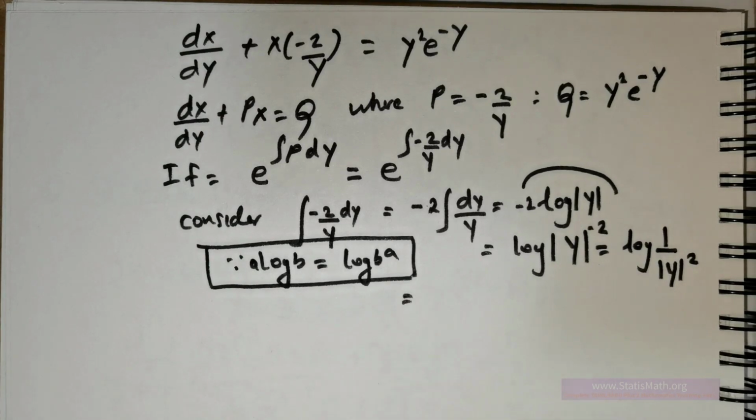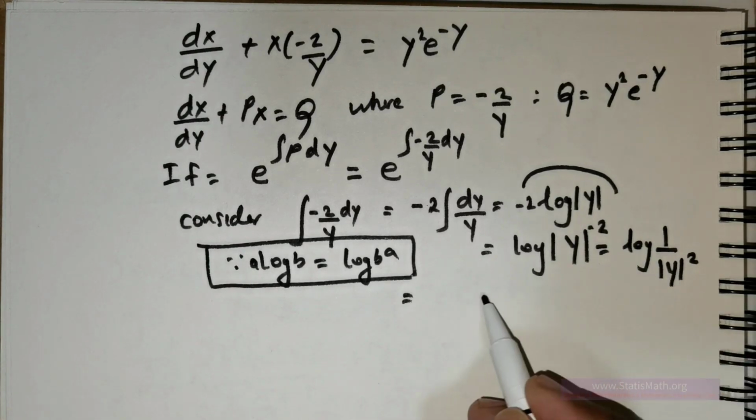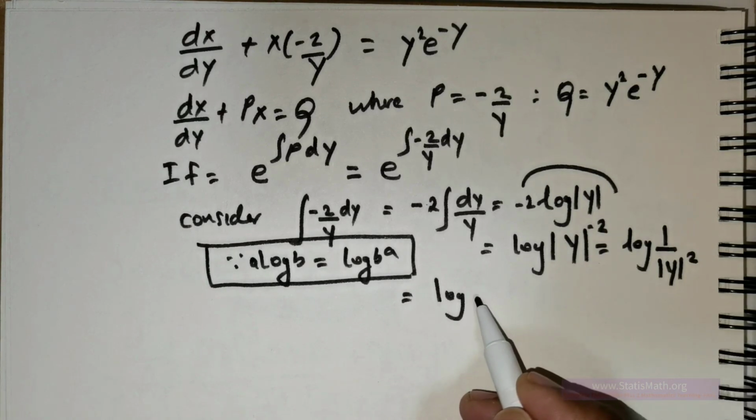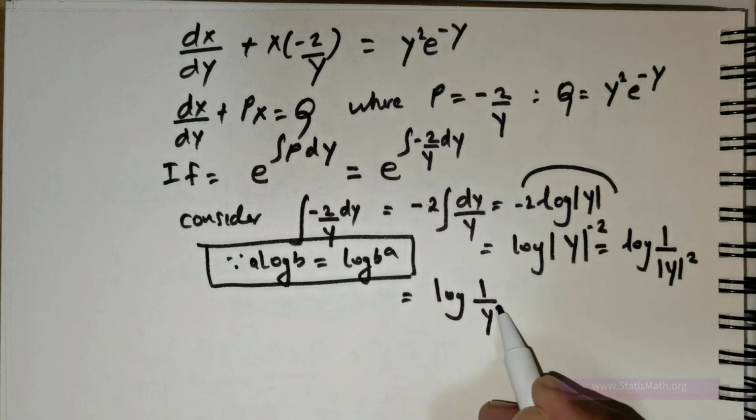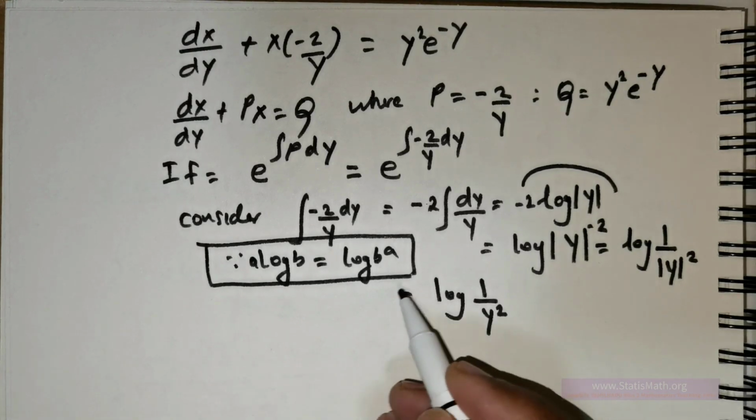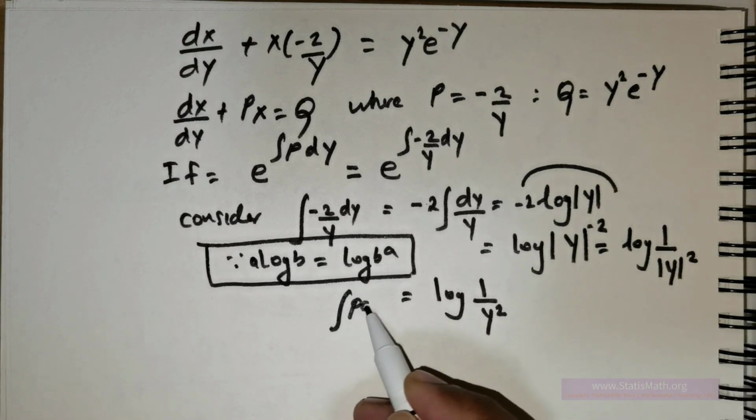Now this can be again rewritten as, since it is a square there, we are always going to get a positive quantity because of this fact. So that's going to be 1 divided by y squared, right? So this is what we have got for our integral p dy.